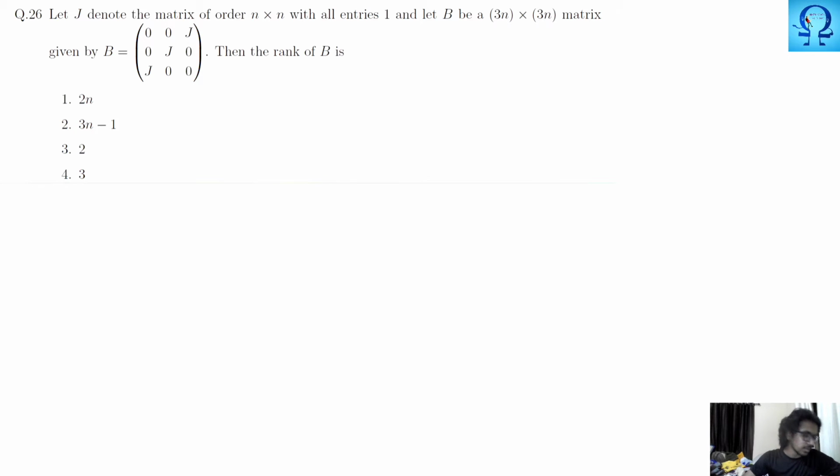Next question is, J is given to be a matrix of order n by n with all entries 1. So basically this J is a matrix of 1 1 1, 1 1 1, 1 1 1. Okay. What is the rank of J? It is 1, because it has only one linearly independent row or column. The remaining are the same. So rank of J is 1.